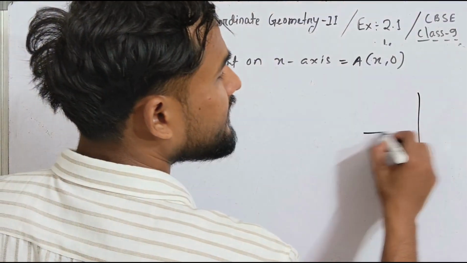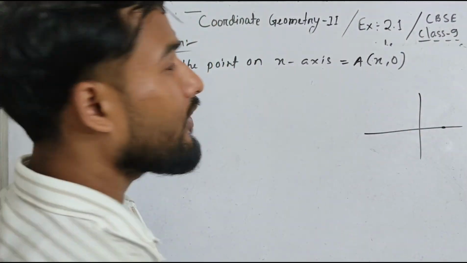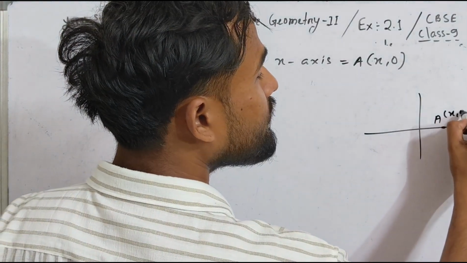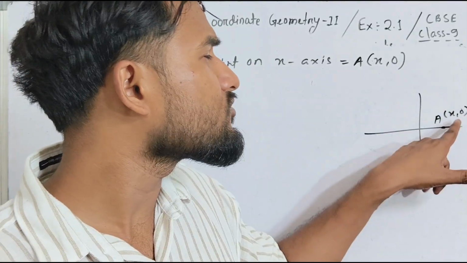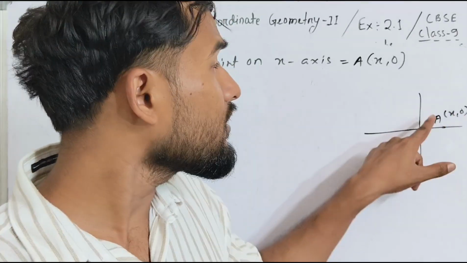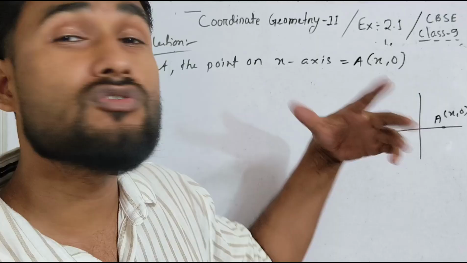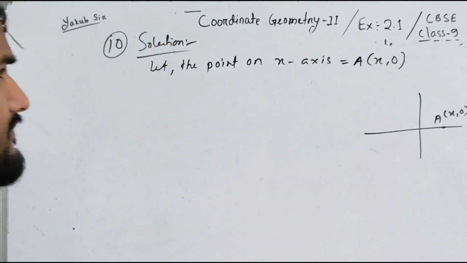We already know that any point on the x-axis will be of the form (x, 0). That's why we suppose A(x, 0) is on the x-axis.